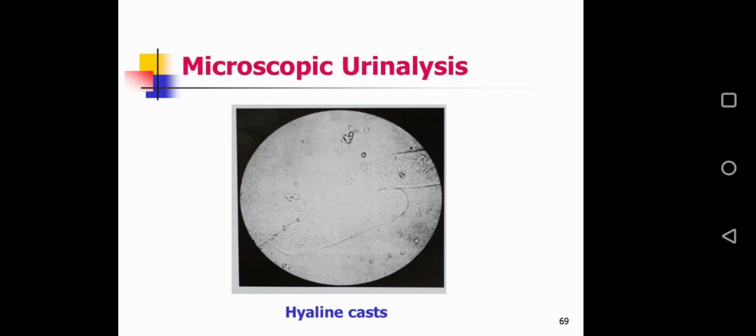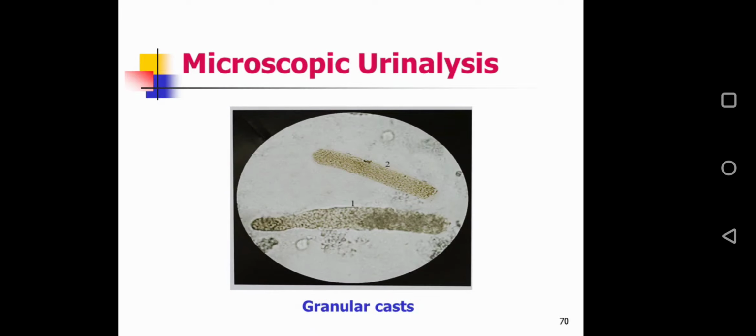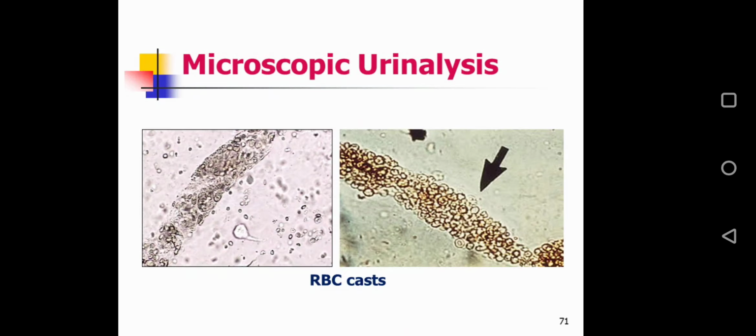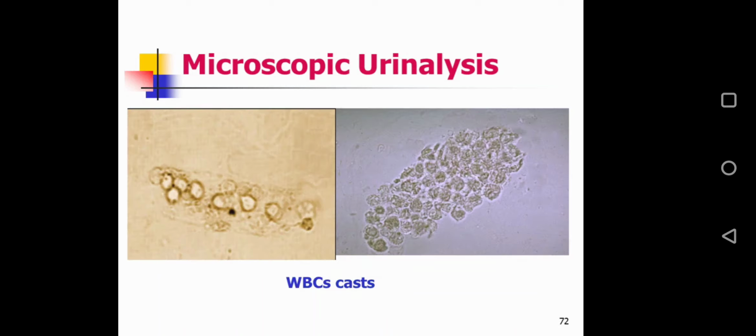The picture displays hyaline casts. They are cylindrical and clear. And this picture displays granular casts. They are cylindrical but with much granular enzyme. They are RBC casts with many RBC enzymes. WBC casts have many white blood cells.